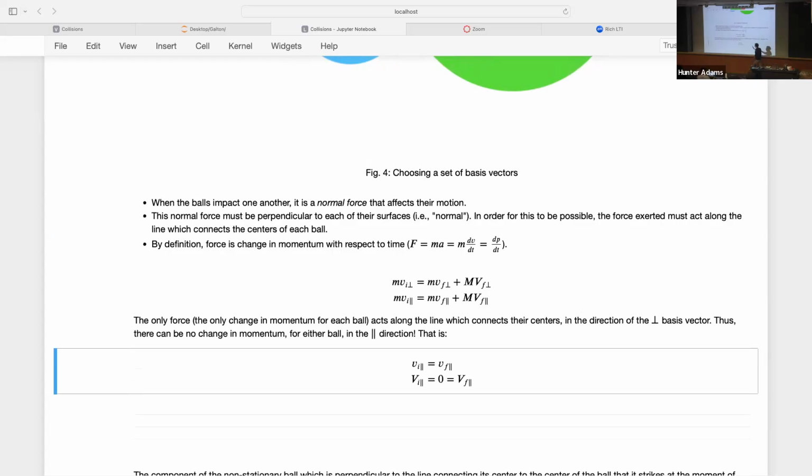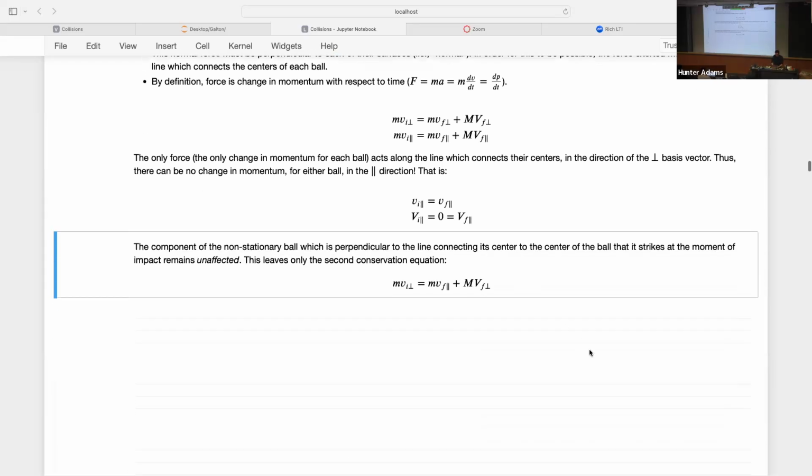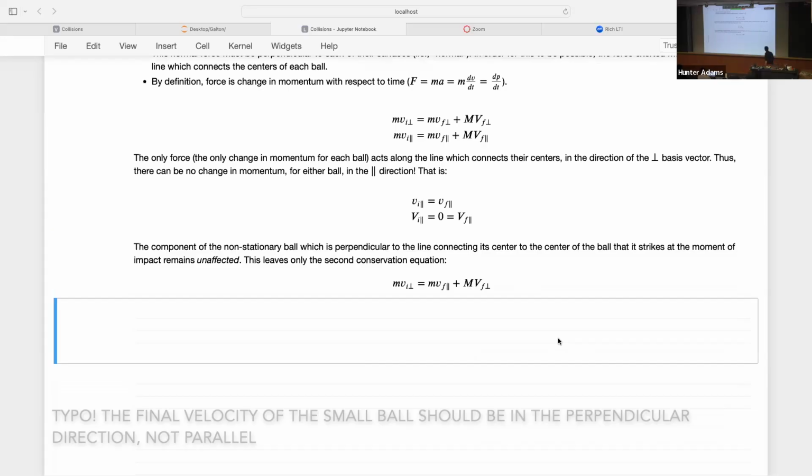So that means that in these coordinate systems, the initial velocity of the little mass in the parallel direction must be the same as the final velocity in the parallel direction. So we know there's no change in momentum in this direction. And furthermore, the initial velocity of the big mass, which we said was 0, must be the same. It can't change. There's no force acting in this direction, so there's no change in momentum and no change in velocity in that direction. Everything is occurring in the other direction, which reduces us back to this scalar equation.